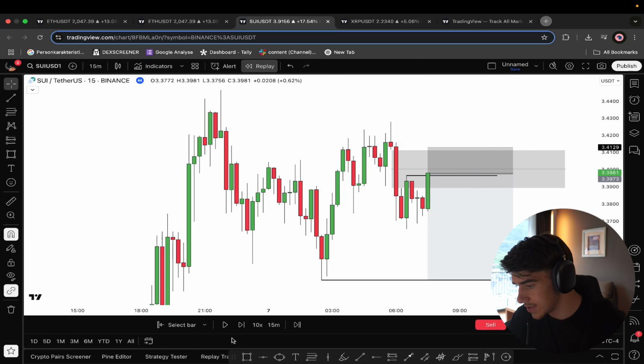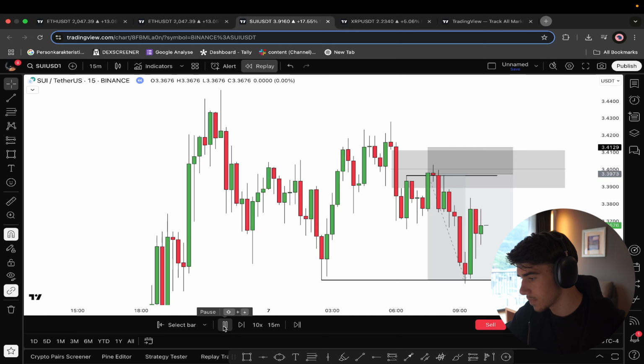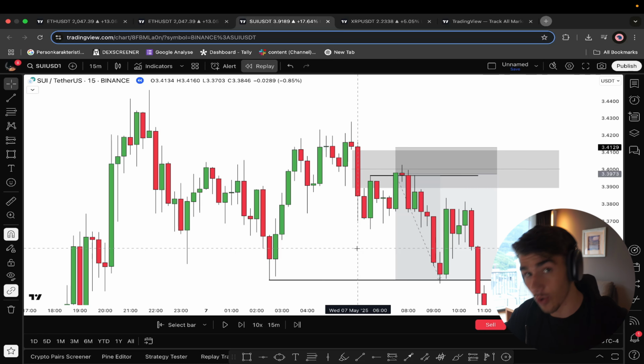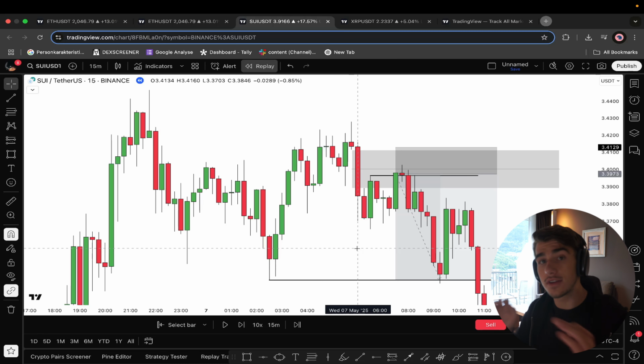Now let's play it out and see exactly what happens. And boom, as you guys can see, we were not confused in the slightest as to whether we were right or wrong. We were barely in drawdown and we hit take profit very, very fast. And that is exactly why I love this trading strategy. It allows me to see the difference between a high probability high and a low probability high.